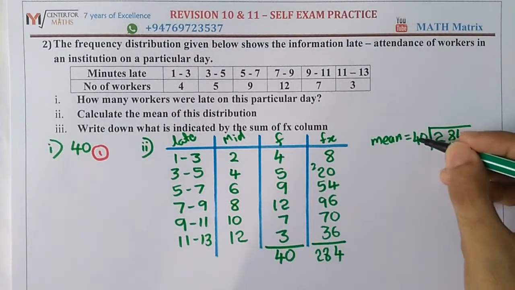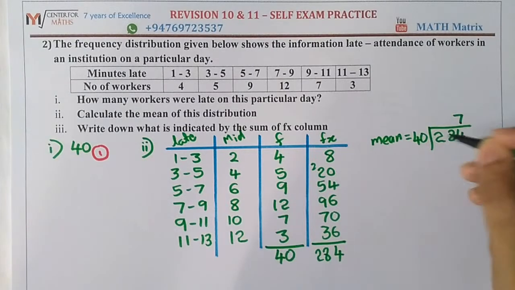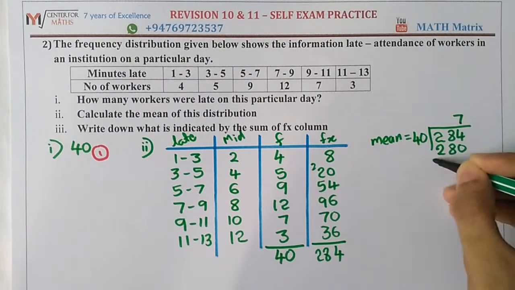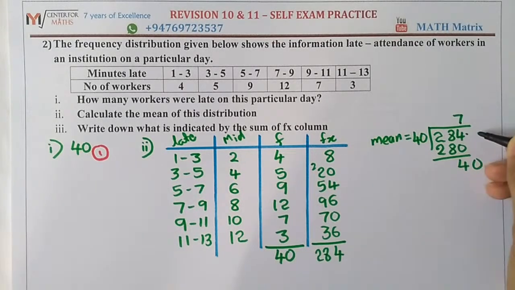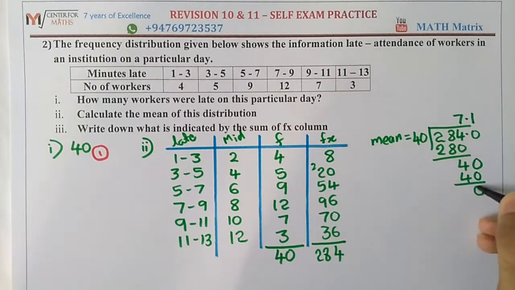Okay, so in 284, how many 40s are there? 7. And 7 40s are 280. The remainder is 4. So now we'll join another 0 for that. In 40, how many 40s are there? Just 1. So 1 40s are 40 and the remainder is 0 again. So here the mean is 7.1.